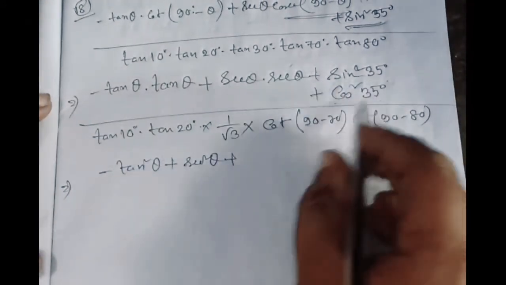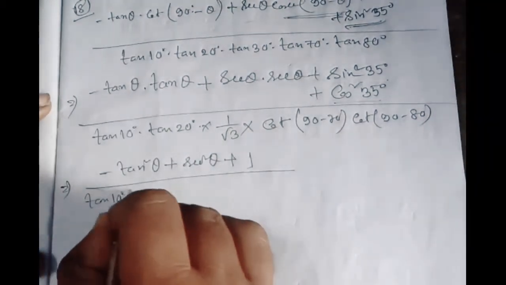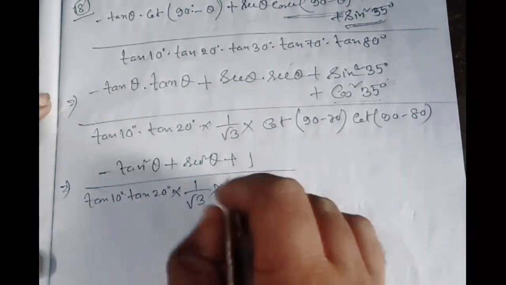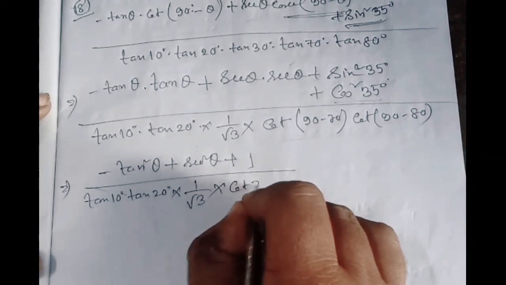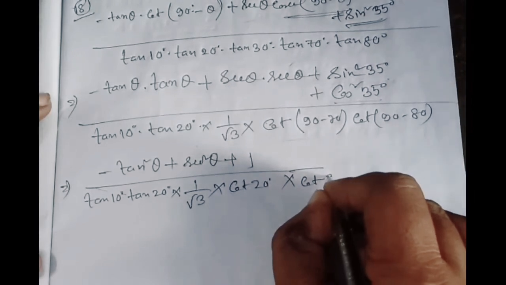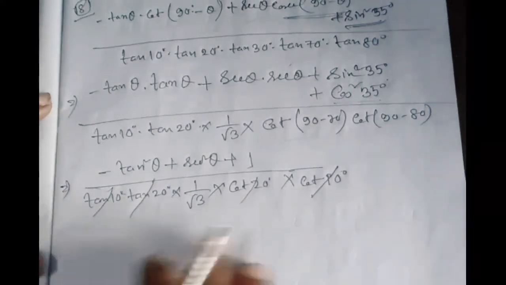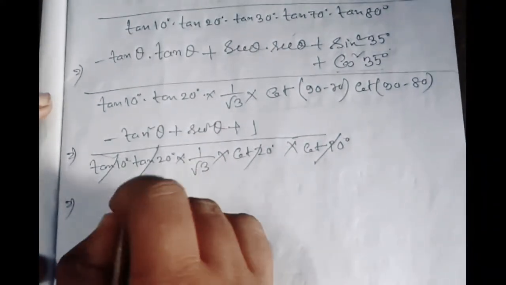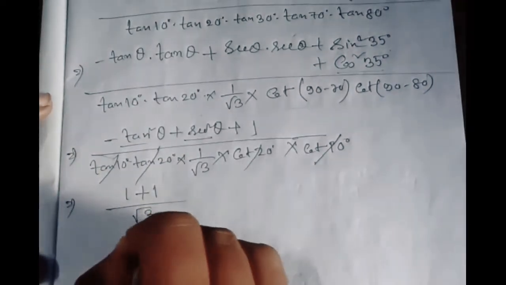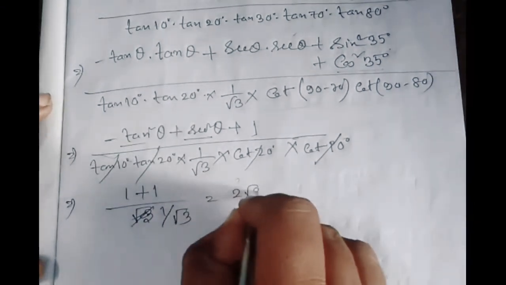Sin square 35 degree plus cos square 35 degree means 1, tan 10 degree, tan 20 degree, 1 by root 3, this is cot 20 degree into cot 10 degree. Cot 10 tan 10 cancelize, tan 20 cot 20 cancelize. Now this is 1 plus sec square theta minus tan square theta means 1 by 1 by root 3. That means 2 by 1 by root 3 means 2 root 3 will be the answer.